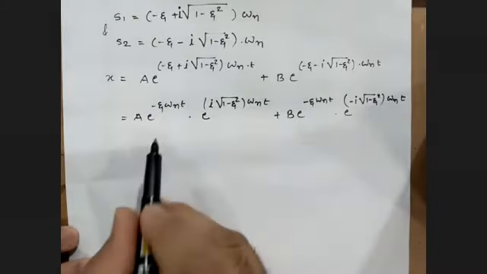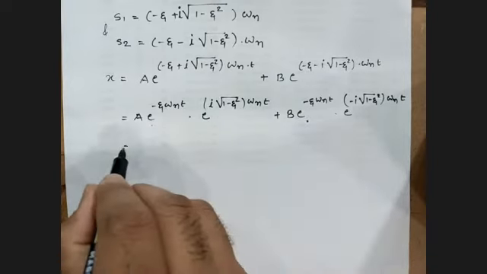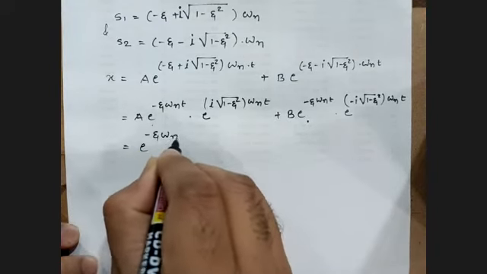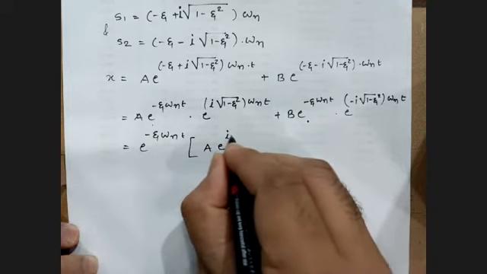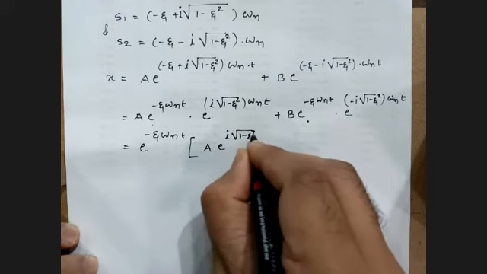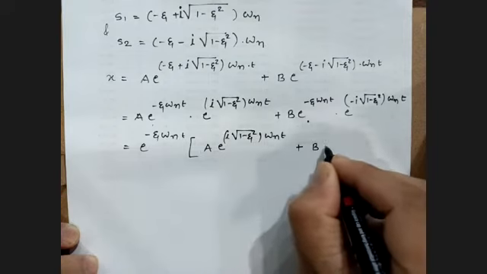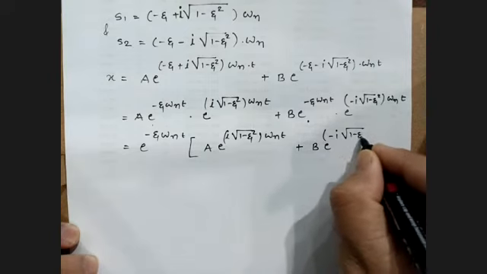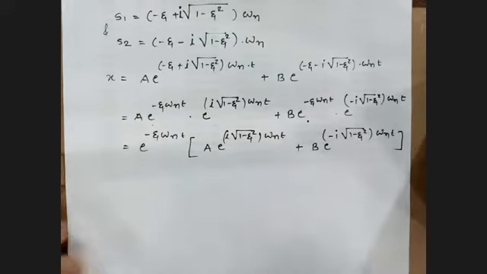Further, you can see that this term is common to both components of the equation. So we keep that term constant, e to the power of minus zeta omega n t, and then a e to the power of i under root of 1 minus zeta square omega n t, plus b e to the power of minus i under root of 1 minus zeta square omega n t. So this is the simplification of the displacement function.